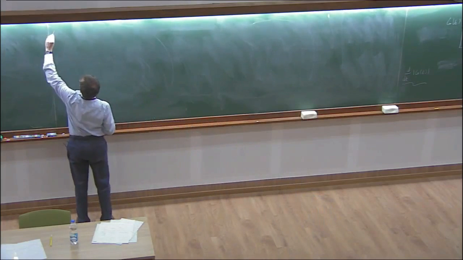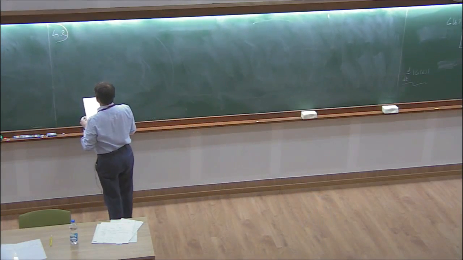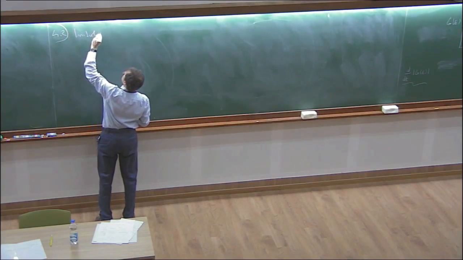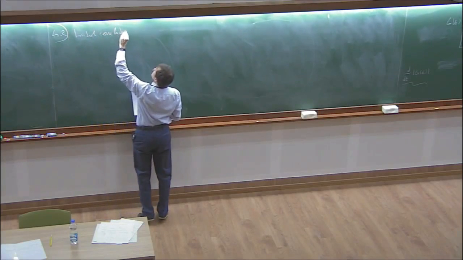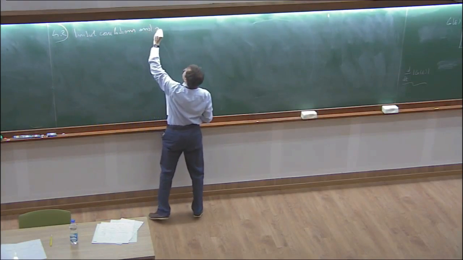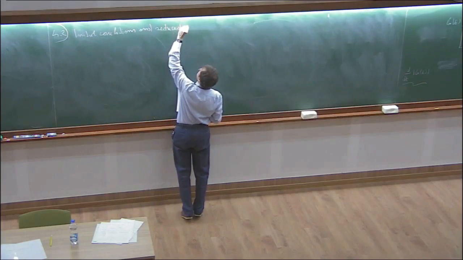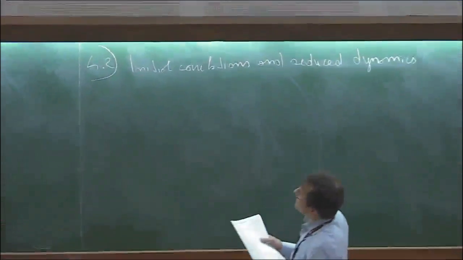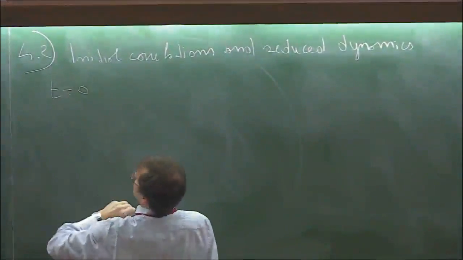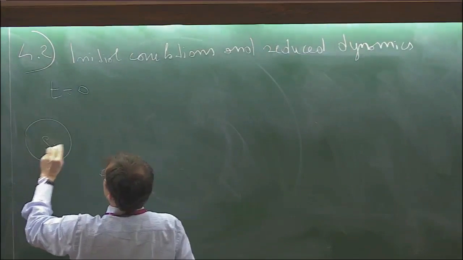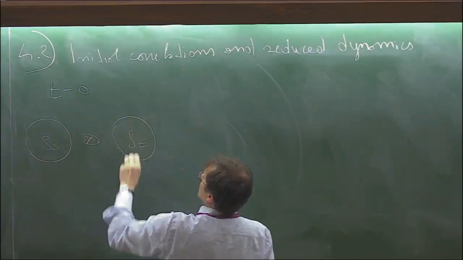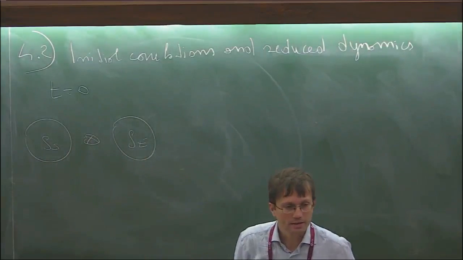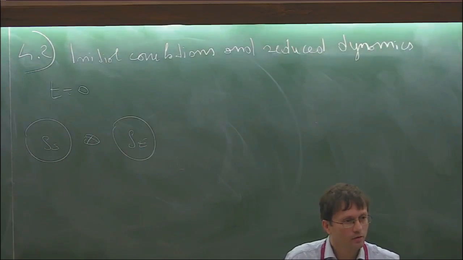So I go for 4.2, initial correlation and reduced dynamics. The idea is, at least roughly, suppose at time t equals 0 we have a situation in which the initial state is the tensor product between rho S and rho E. Then we know that there exists a well-defined time evolution mapping. We know how it looks like.